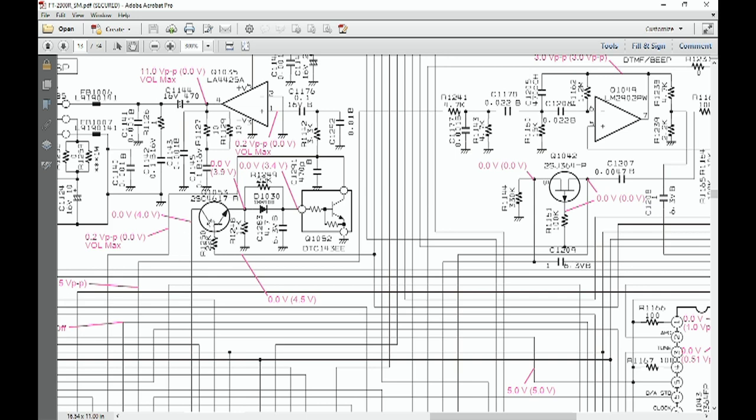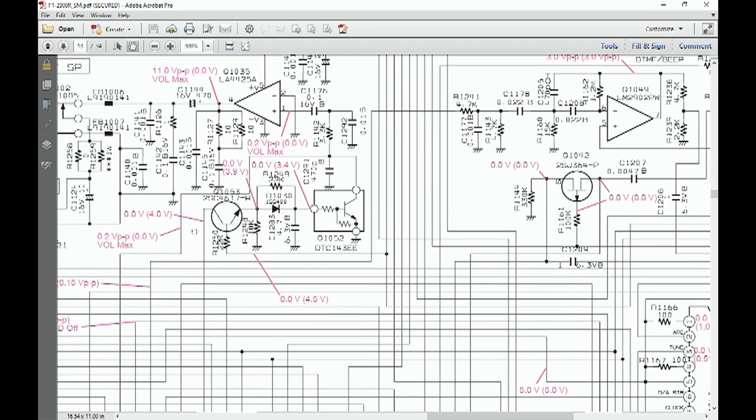Now let's check the collector voltage. As we can see, we have 0 to 4 volts. So it means the same. We have an initial voltage of 4 volts, or the supply voltage for this transistor. This is an inverter transistor.